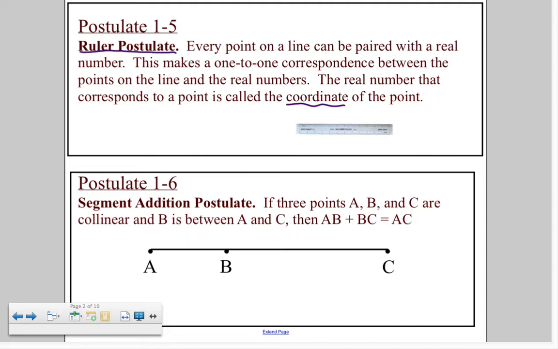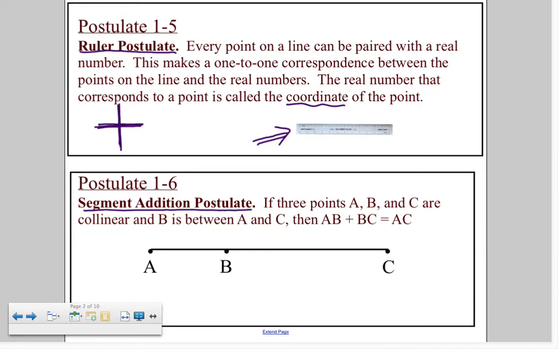So we know that we have coordinates in the coordinate plane, but we also know that with a ruler we have coordinates. So the coordinate plane is really made up of two rulers, one that goes horizontal and one that goes vertical. And that's why we call it a coordinate plane. So you want to add Postulate 1.5 as well as Postulate 1.6 that says Segment Addition Postulate.